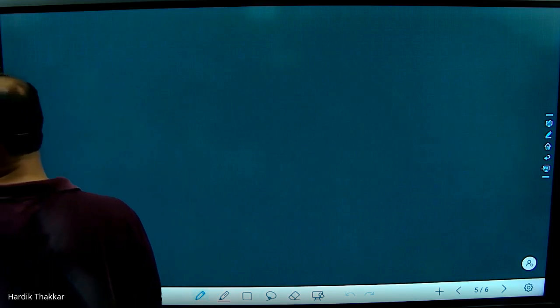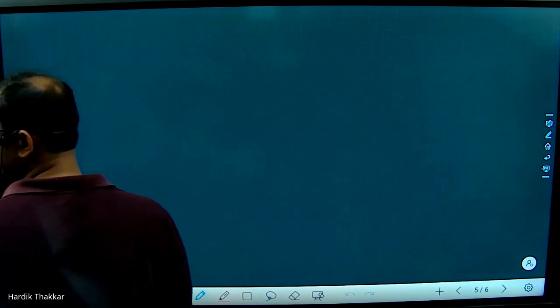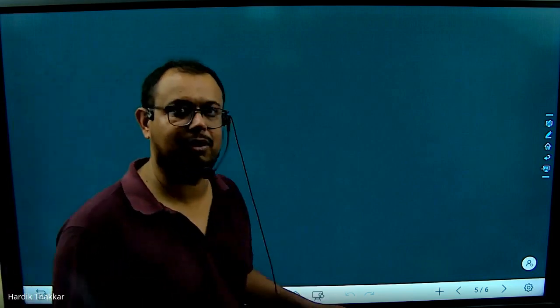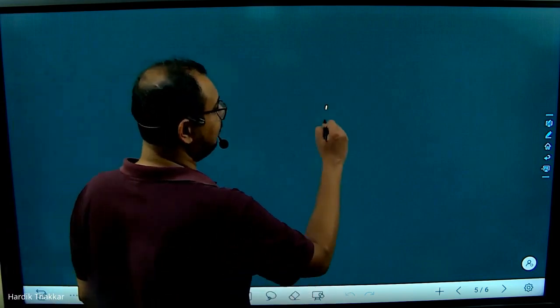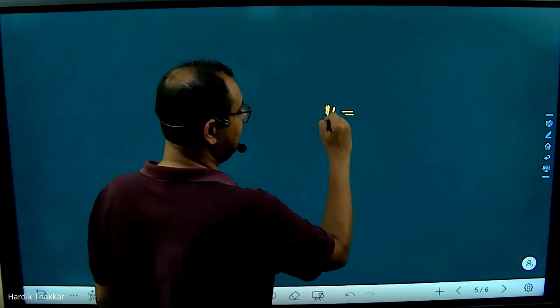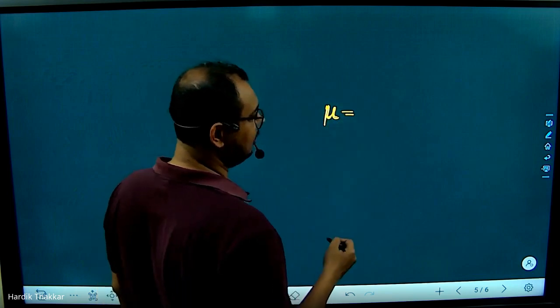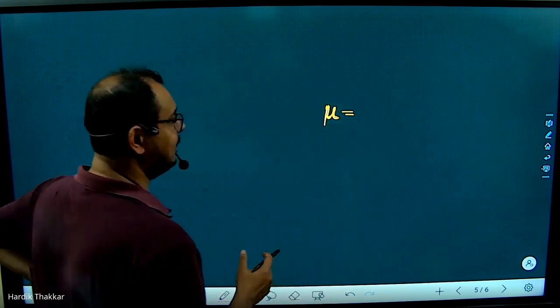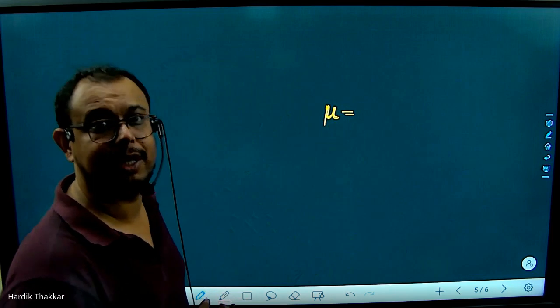Okay, so a game at school fair costs rupees 10 with a prize of rupees 50. If the probability of winning is 1 upon 10, is it a fair game? Okay, so the answer is whether it is a fair game or not. So if mu is the same, what value of mu are you getting? Mean.